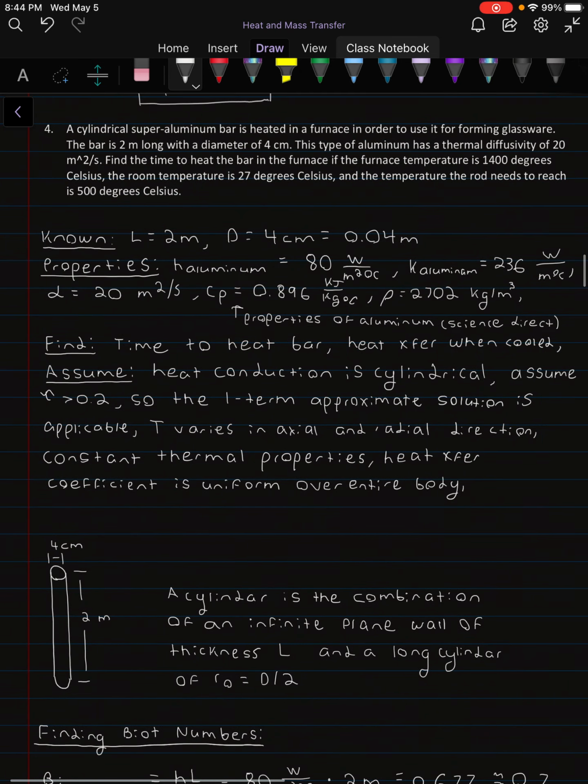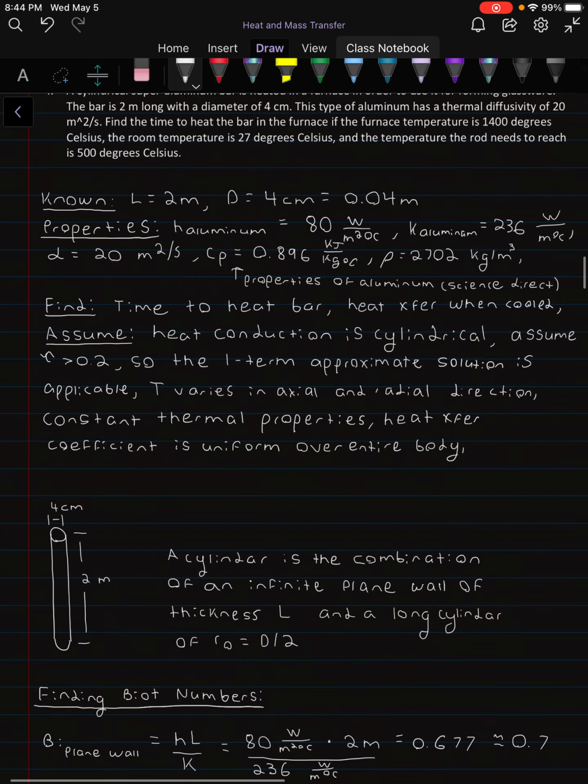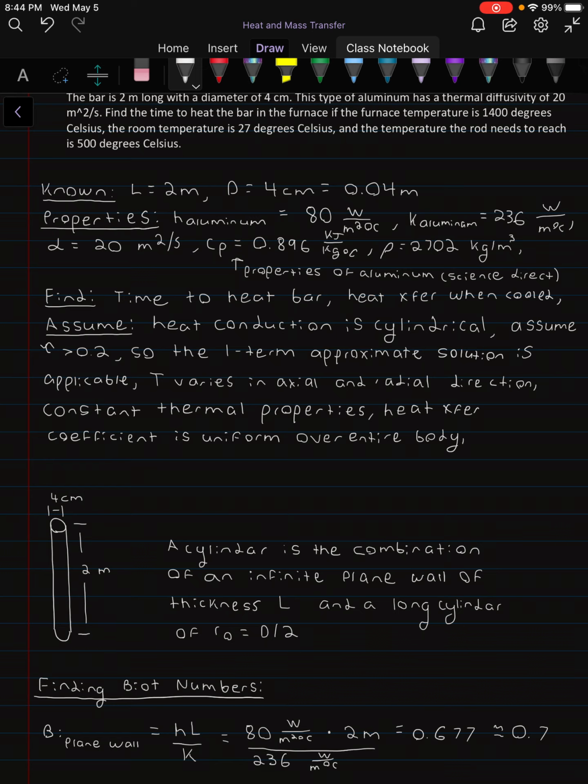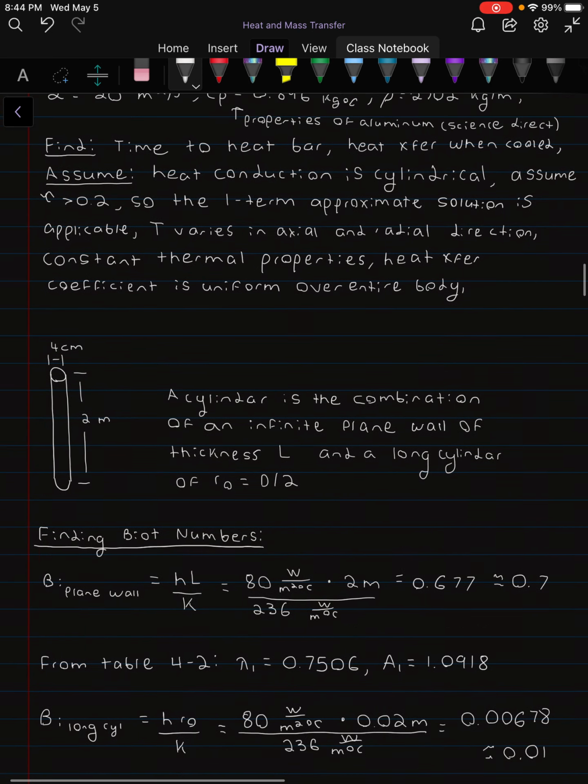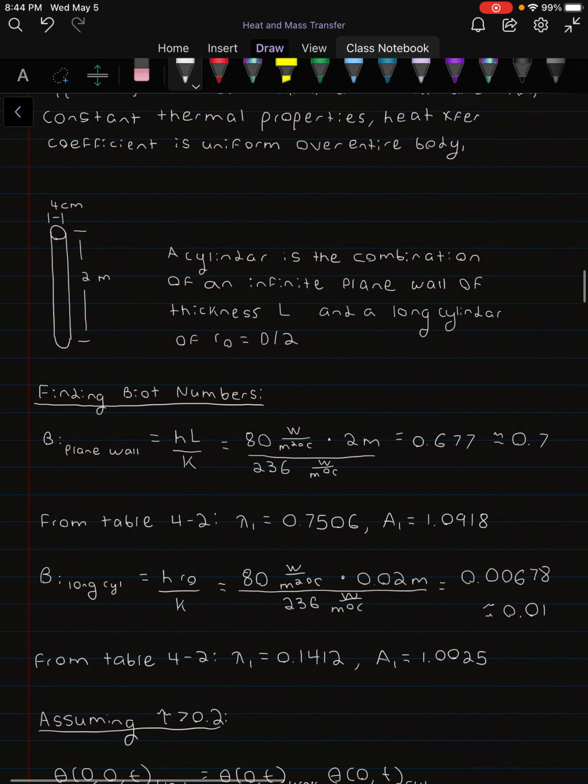Next, we have a really long aluminum bar, which is heated in a furnace, and we want to find the heat transfer and the time the rod needs to reach 500 degrees Celsius. So our knowns are the length, diameter, and different properties of aluminum, and we want to find the time to heat the bar and the heat transfer.